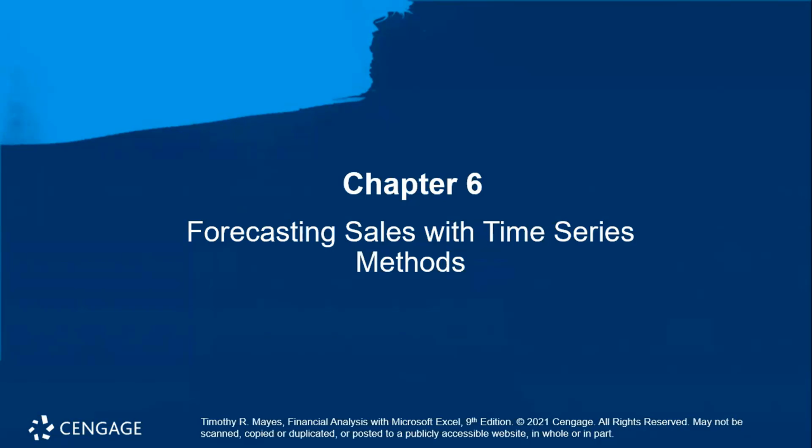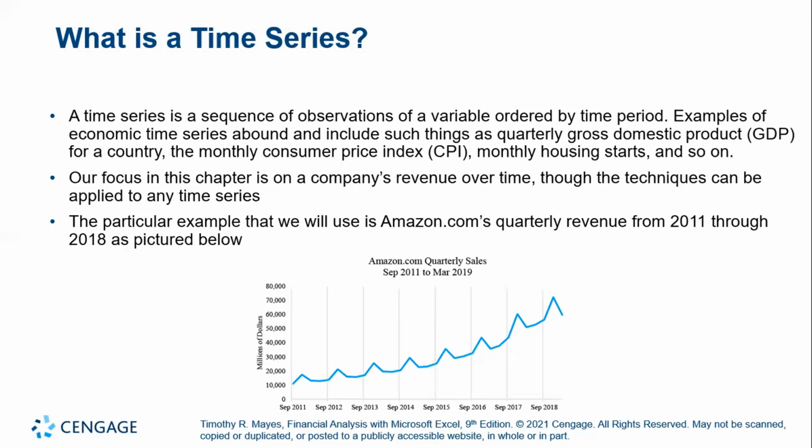Chapter 6, Forecasting Sales with Time Series Methods. What is a time series? A time series is a sequence of observations of a variable ordered by time period. Examples of economic time series abound and include such things as quarterly gross domestic product, GDP, for a country, the monthly consumer price index, CPI, monthly house starts, and so on.